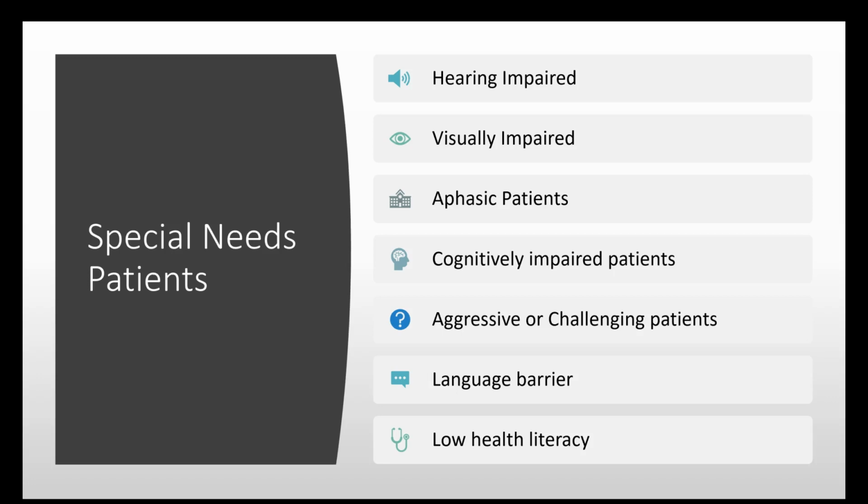So when we talk about hearing impaired patients, a lot of the hearing impaired patients do very well with written language. Okay, so you can give them a notepad and a pen, and you can write, they can write. It works very well.